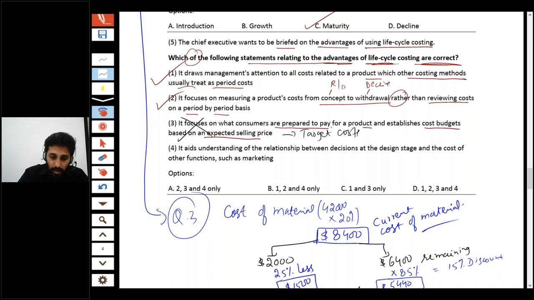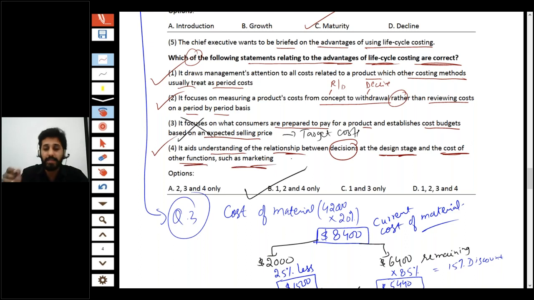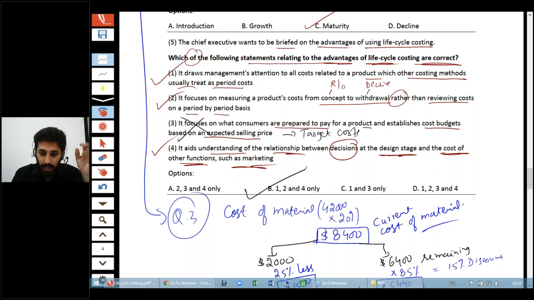So this is wrong. So 1 and 2 are correct, and we are not finding 1 and 2. So that means option B is correct. Option 4 is saying that it aids understanding of the relationship between decision making at the design stage and the cost of other functions such as marketing. Yes, it measures the cost with respect to the stages of the life cycle. So options 1, 2, and 4 are actually the correct ones. These are the correct ones, right?